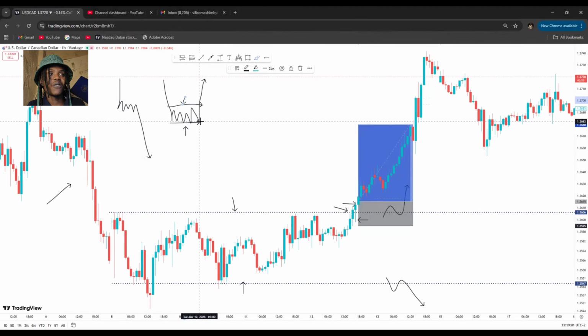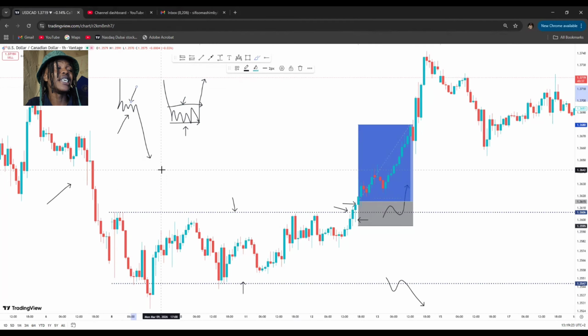Or is price going to give us that reversal to the upside based on the strength that the current pair has compared to the other pair? Because in this instance, the dollar had more strength compared to the Canadian dollar, and price gave us what we were looking for. But if the Canadian dollar had more strength, then this could have been a clean setup. So this setup was active.